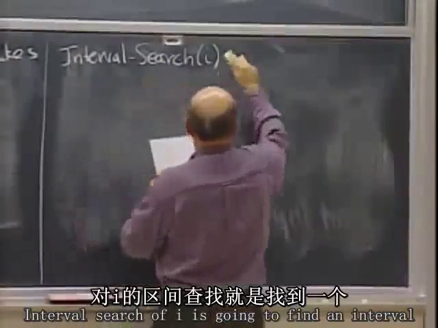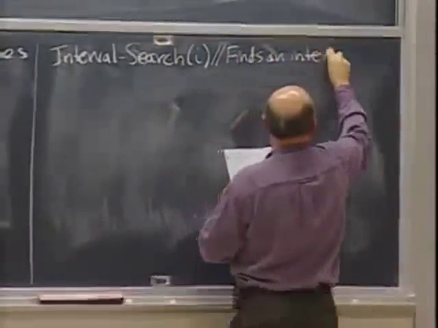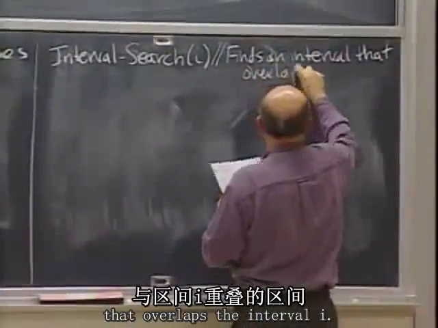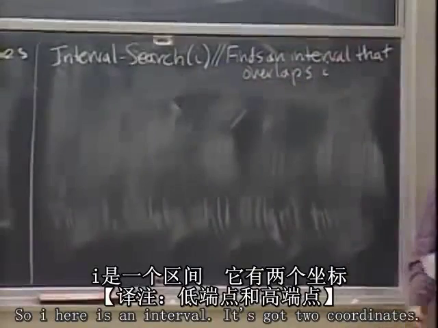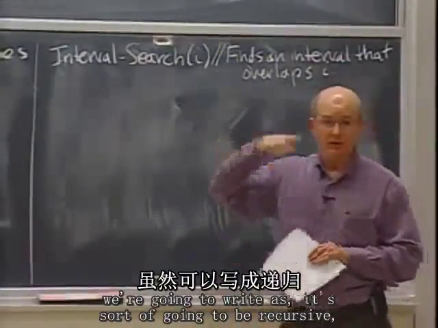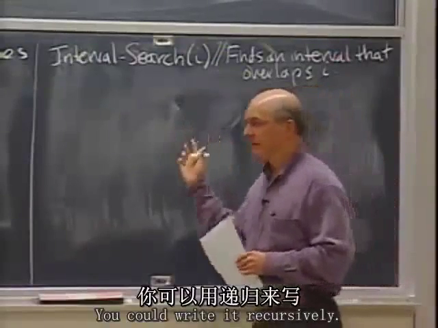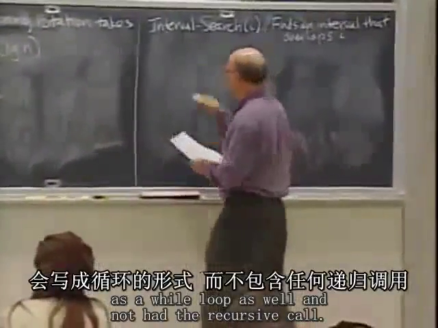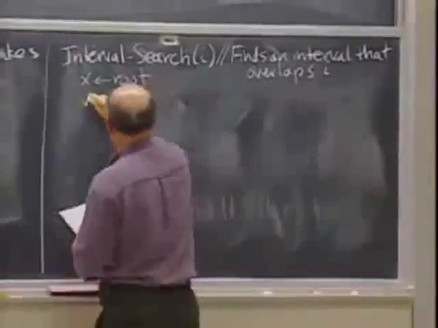So interval search of I is going to find an interval that overlaps the interval I. Okay, so I here is an interval. Okay, got 2 coordinates. And this, rather than writing recursively, we're going to write it as it's sort of going to be recursive, but we're going to write it with a while loop. Okay, so it's equivalent. You could write it recursively. The other one that we wrote, we could have written as a while loop as well and not had the recursive call. So here we're going to basically just start x gets the root. Okay, and then while.